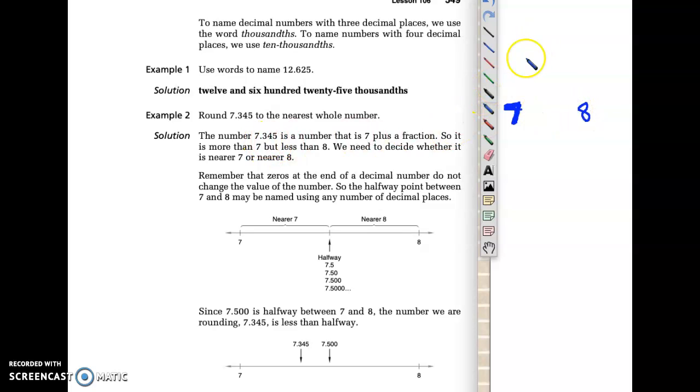So if you look then at 7 and 345 thousandths, it's not quite at 7.5, which would be right here at 7.5. In fact, it's less than 7.5 because we're looking at our tenths value here. So it's less than. Since it is less than 7 and 5/10, it is going to be rounded down to 7.